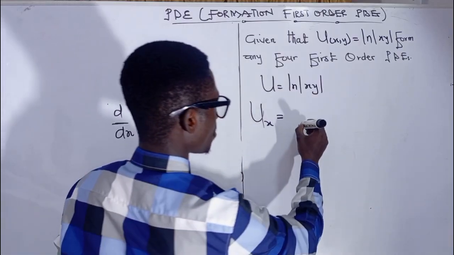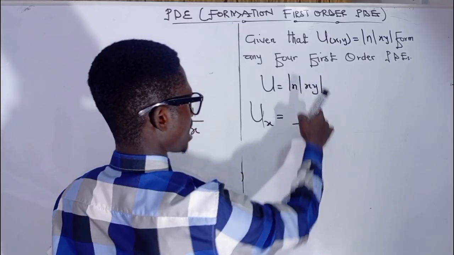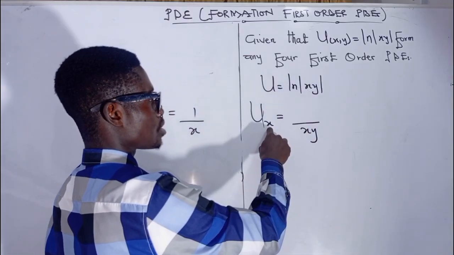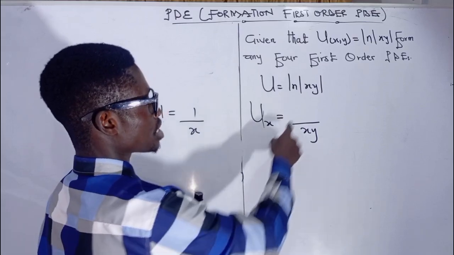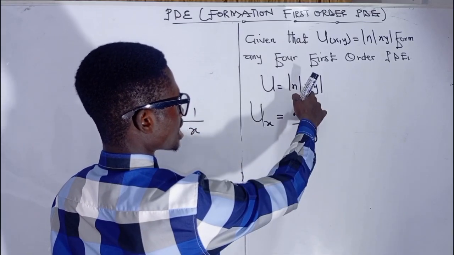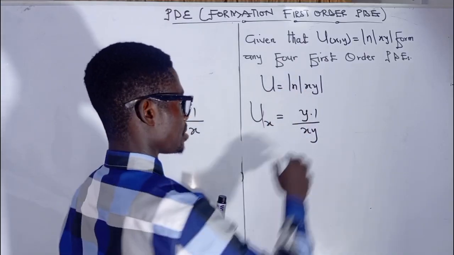So what is the inside? Inside we are having xy. Then we differentiate the inside with respect to x. So it means we are going to keep y as a constant. Then we differentiate x with respect to x. That is going to give us what? 1. Good.